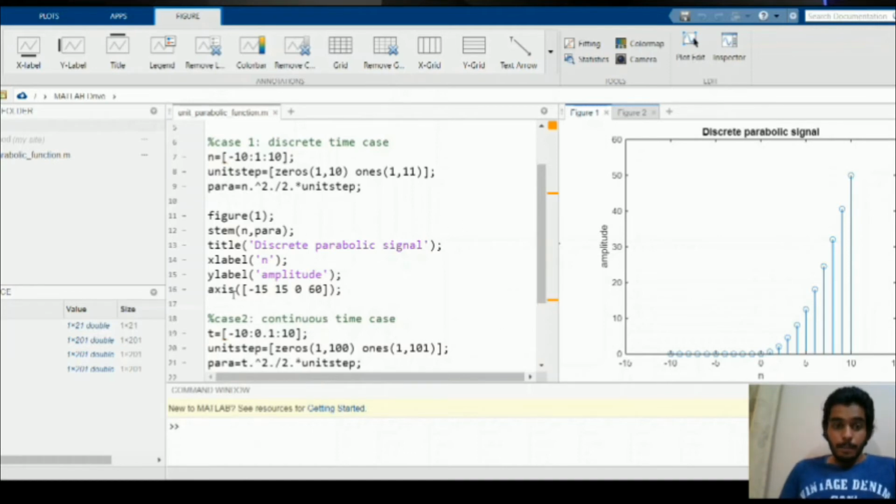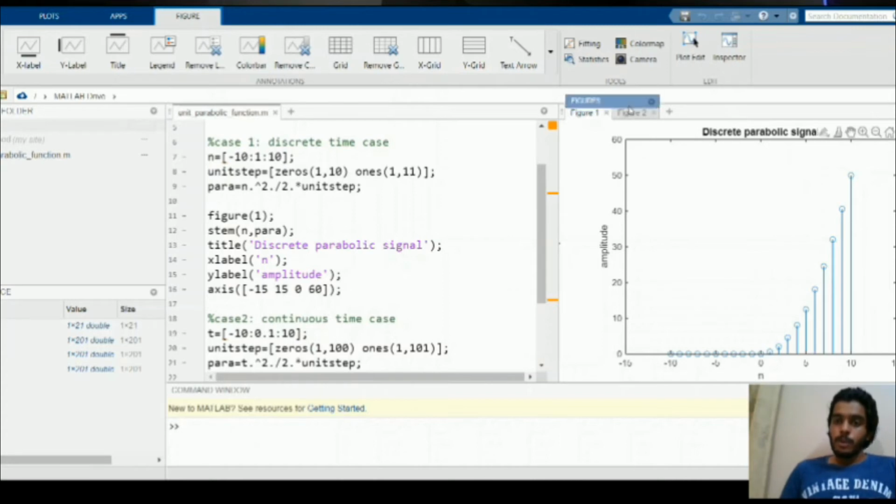And coming to the axis part, it is being given that -15 to 15, 0 and 60. So you can see that our graph is actually showing from -15 to +15 over the x-axis, and over the y-axis it is showing from 0 to 60. So this is what the axis means. So it can either be a small part of this graph or a larger portion of the graph. So this is actually the use of axis.